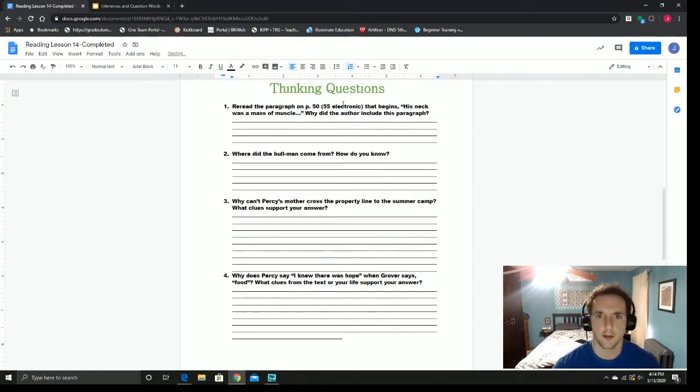Okay, so on this page, it begins, "His neck was a massive muscle." Why did the author include this paragraph? Okay, and so it's asking us to make a guess about why the author put some information in the text. We're not the author, so we don't know the reason, but we can make a smart guess. So let's go back and reread this paragraph.